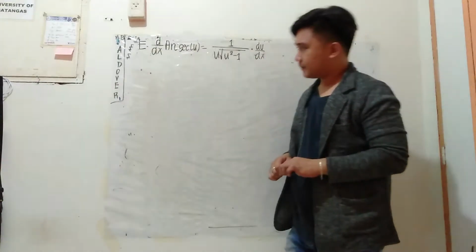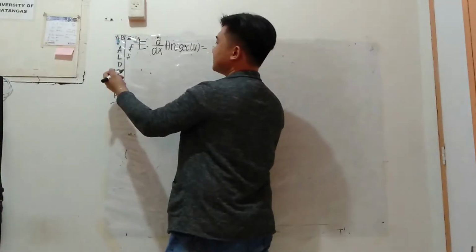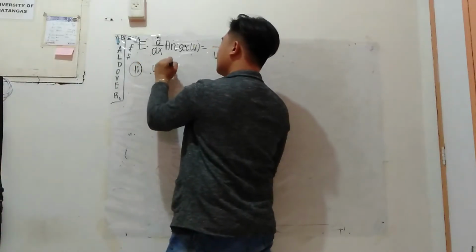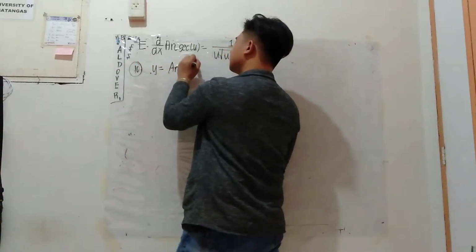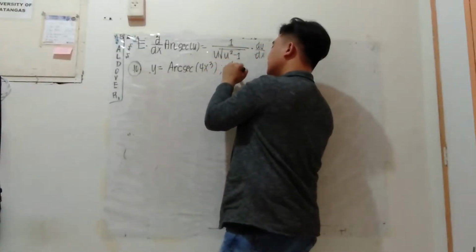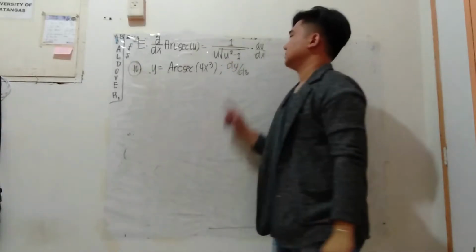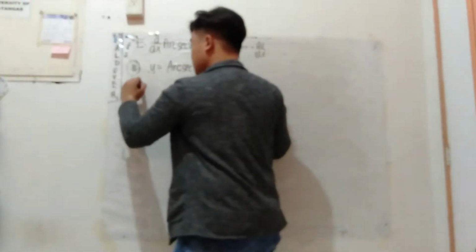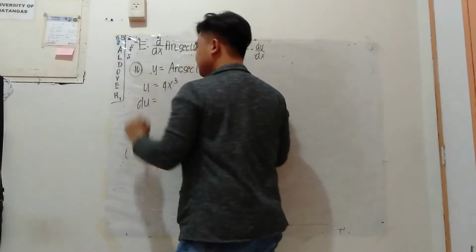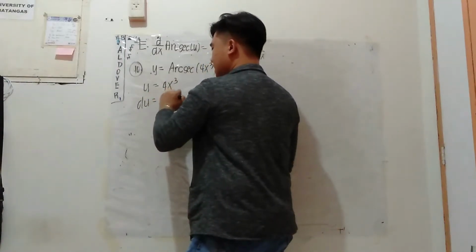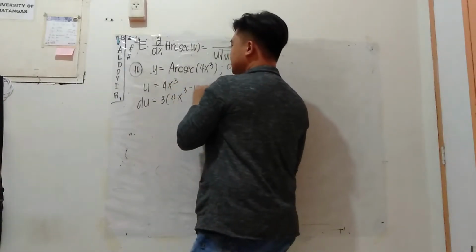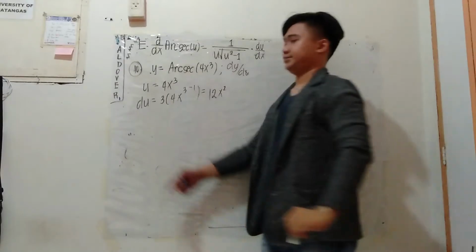And for you to be clear, let's give an example. Given that y is equal to the arc secant of 4x cubed, let's find dy over dx. Okay, so u is equal to 4x cubed, and du is equal to 3 times 4x. Since we decrease the exponent by one, that is equal to 12x squared. Okay?